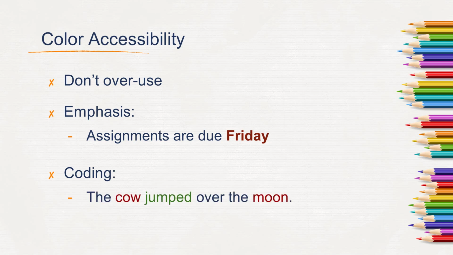For example, if discussing different parts of speech, I've told students that nouns are red and verbs are green. I'm also going to put an N next to my nouns and a V next to my verbs for students who may not be able to see red and green the same as others.